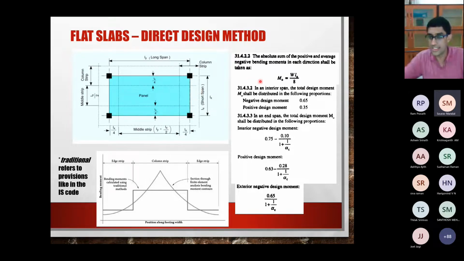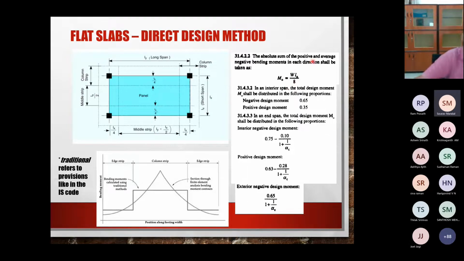How to calculate that is the absolute sum. These are the key words, and each of these words has a meaning. The absolute sum, meaning I'm not looking at the sign, I'm looking at only the magnitude. The absolute sum of the positive and average negative bending moments in each direction shall be taken as this. So this M naught has to be calculated for x separately, and for y separately.